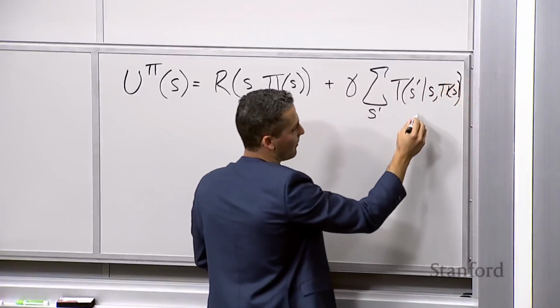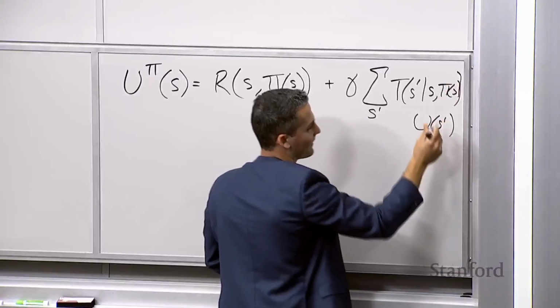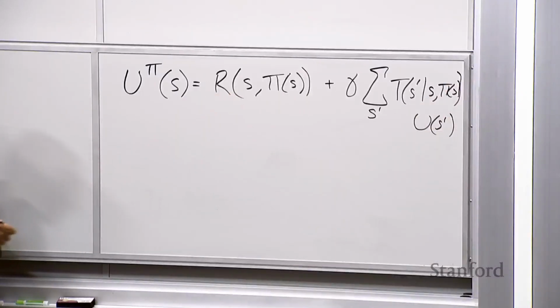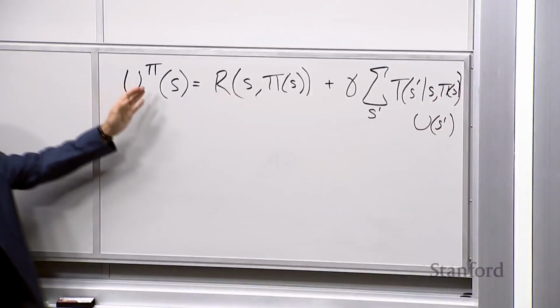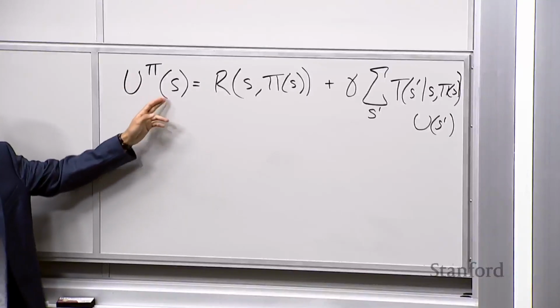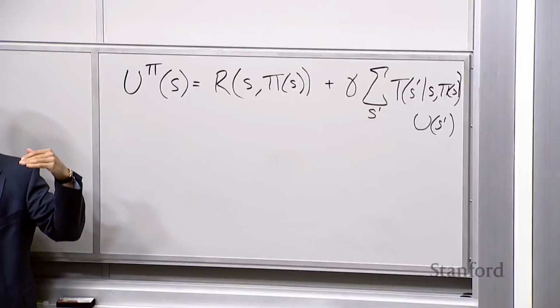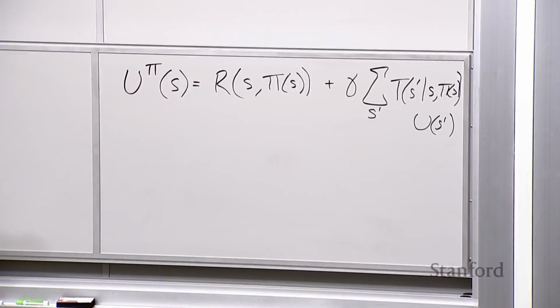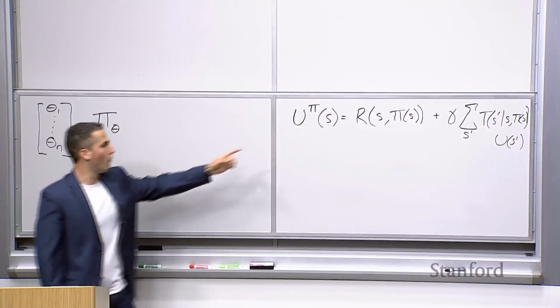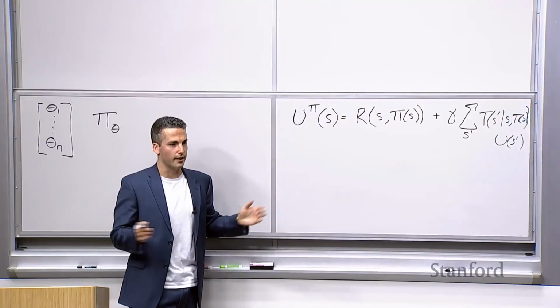Okay, and then we also have the U of S prime that's cut off here. So that's in there. Okay, so that's telling us the utility when following a particular policy. But that's only from a certain state. So what we want to get an idea of now is the utility of our policy in general, right? Not just from one state, but from every possible state that we could be in.